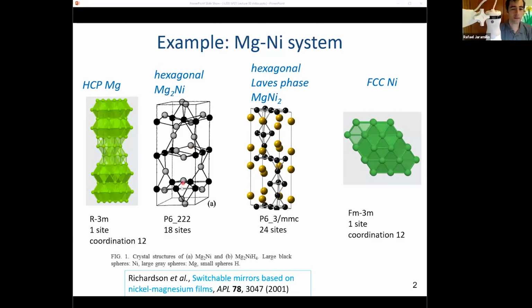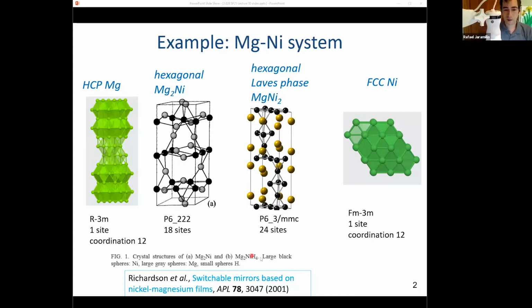So I grabbed some images here of the magnesium 2 nickel and this magnesium nickel 2 Laves phase. These Laves phases are of interest for people that study magnetism because they have these triangular sheets, which are interesting for spin liquids and spin ices. And then this FCC nickel. I even found a paper on switchable mirrors based on nickel magnesium films.